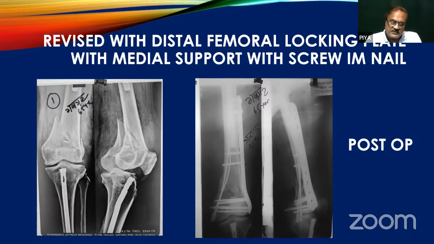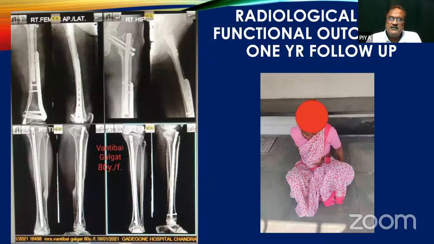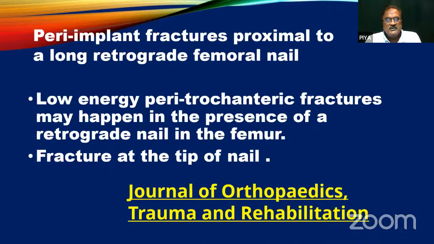They come in the substance, at the distal tip, at the proximal. They are not very well described in the literature, and this shows the radiological and functional outcome of the same patient after 1 year of follow-up. So peri-implant fracture proximal to a long retrograde femoral nail: low energy peritrochanteric fractures may happen in the presence of a retrograde nail in the femur, with fracture at the tip of the nail, and this is now recently described in the Journal of Orthopaedics, Trauma and Rehabilitation.